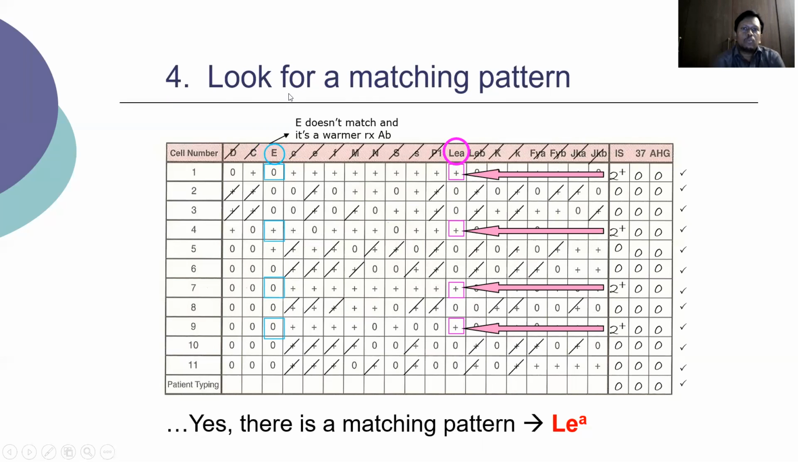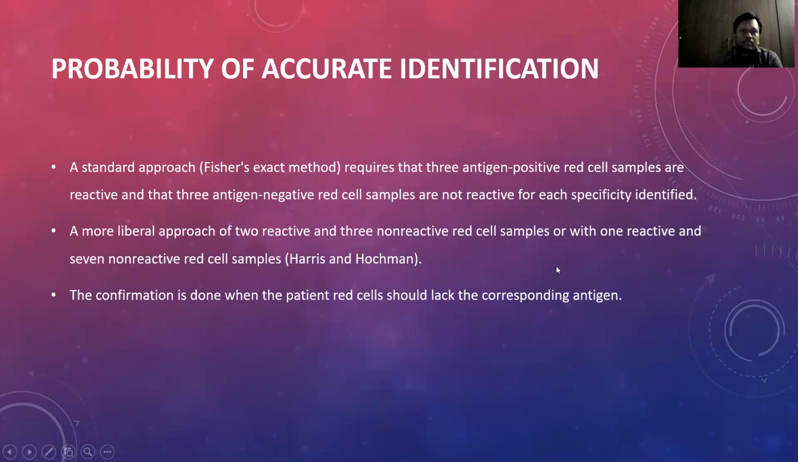The final step is to look for a matching pattern. Wherever you have seen agglutination in each cell of the panel, you compare whether that antigen is correspondingly present or not. If you see cell 1, cell 4, and cell 7, the antigen is present and consequently a reaction has happened. However, if you see capital E, the antigen is not there, but the reaction has happened. So since there is a matching pattern, we can confirm this is a Lewis A antibody. These are the 4 steps we should follow when doing any antibody identification.